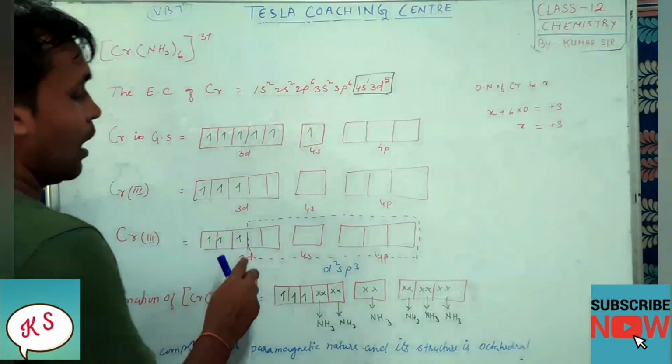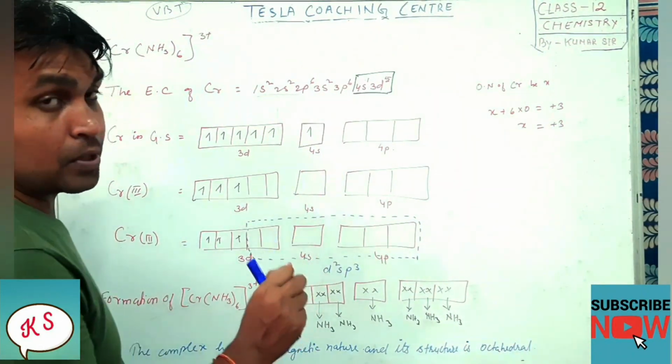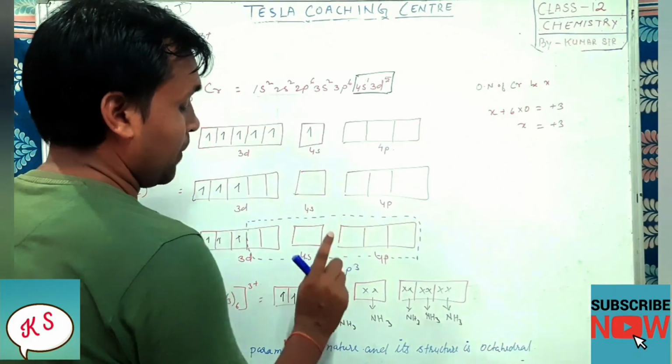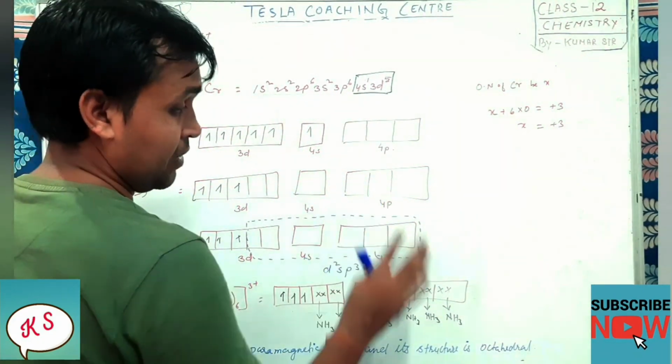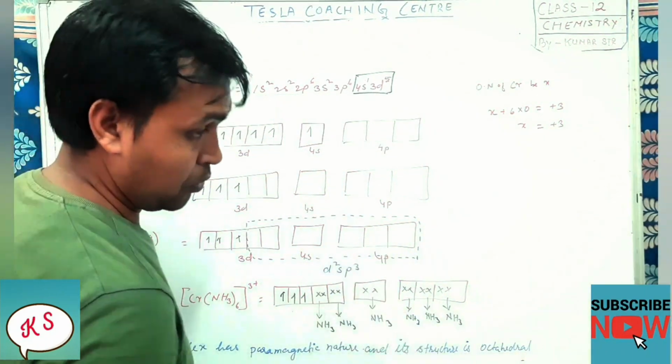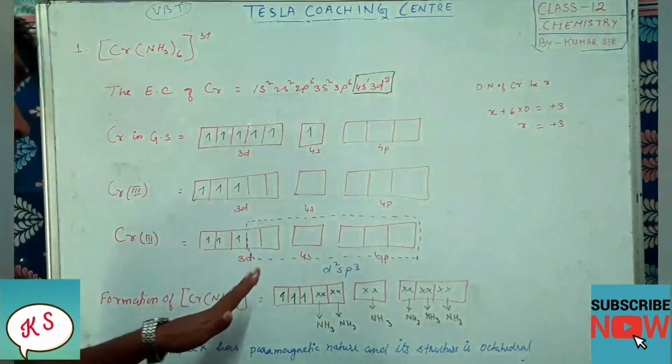In 3D, how many vacant boxes are there? 2, so d2. S, how many vacant boxes are there? 1, so s1. And P, how many vacant boxes are there? 3, so d2sp3, or you can write sp3d2. Okay, got it or not? So this is the hybridization. So one thing is done.